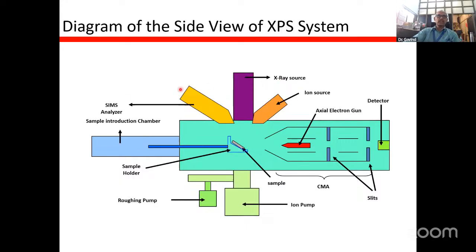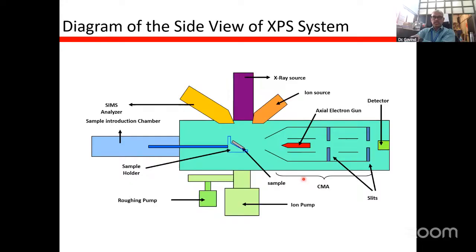So if you see, there is another, a SIMS analyzer. That is also one technique to understand. There is an ion source to bombard the surface to remove contamination. And there is an X-ray source. There is the detector. The axial electron gun is also there. And look at this, these are the CMA. This is called a cylindrical mirror analyzer. That is how it actually looks. I will show it in the next slide.